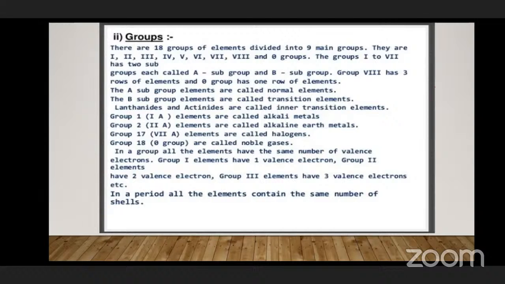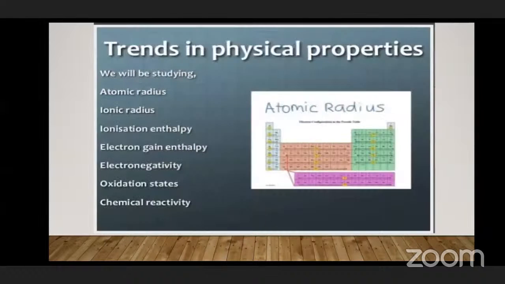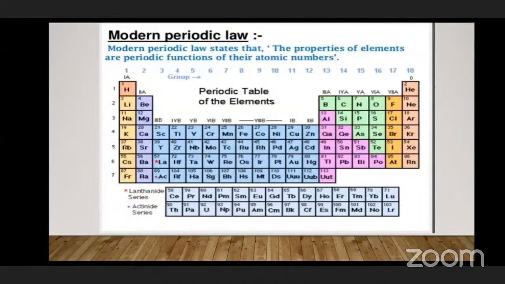In a period, all the elements contain the same number of shells. Already we have discussed this point. The next point is trends in physical properties. Before going into this discussion, once again we will go to the periodic table. In the first A and second A groups, the valency shell electronic configuration of hydrogen is 1s1 and beryllium is 2s2. Both the first A and second A groups are considered S block.